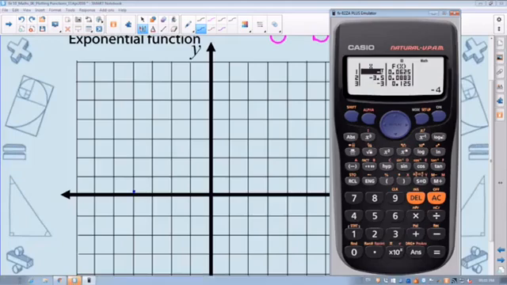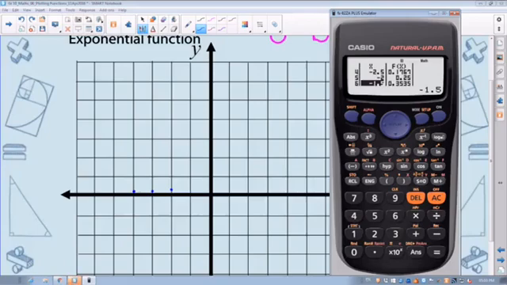-3.5 and 0.09, oh, that's too close. Then -3 and 0.125. So it's over there. It's not much change, is there? Let's go down a bit. -2.5 and it's 0.17. -2 is going to be 1/4, so it's going up slightly.